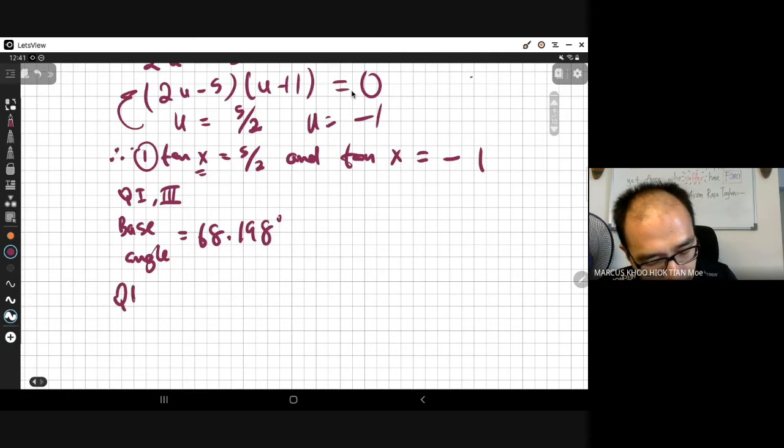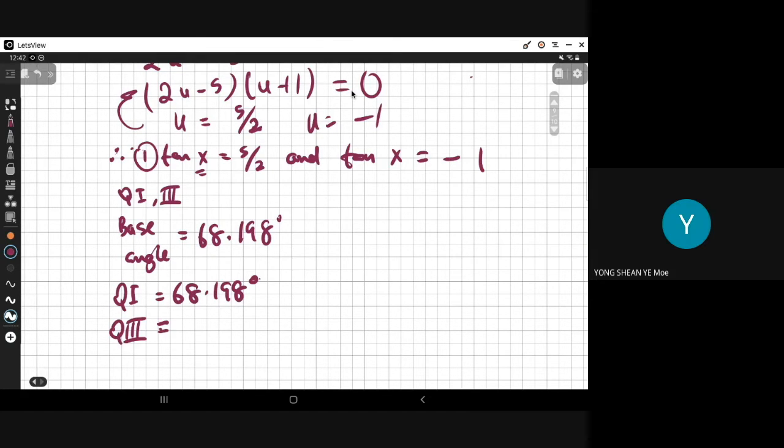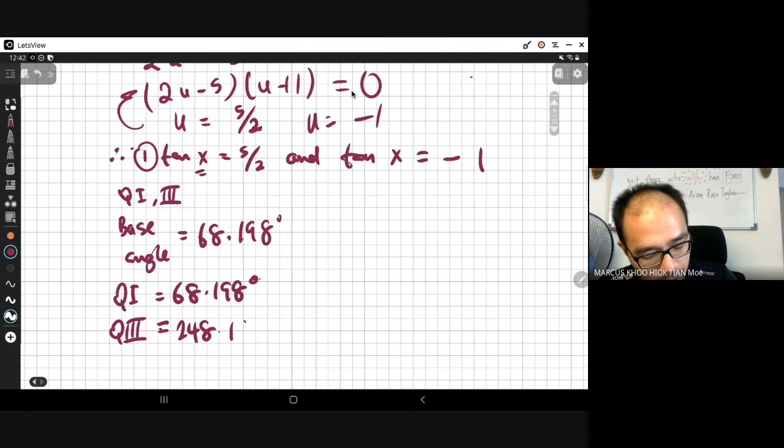So quadrant 1 will be the exact same, 68.198. Quadrant 3? 248.198. Yes, 248.198 degrees. So 2 answers over here.